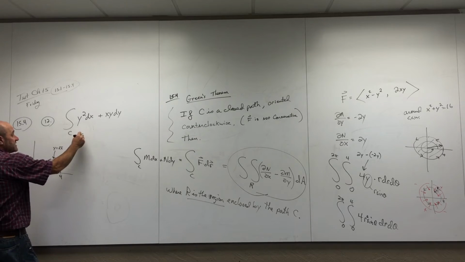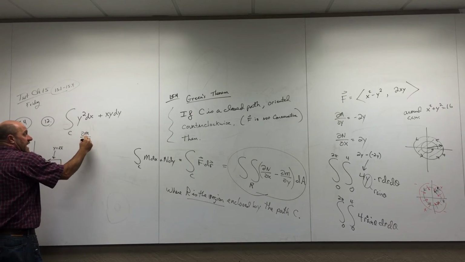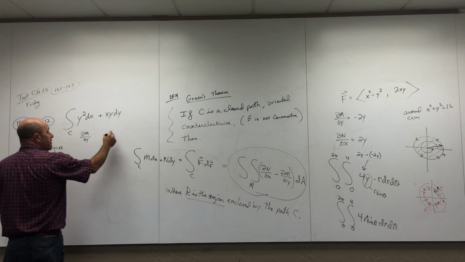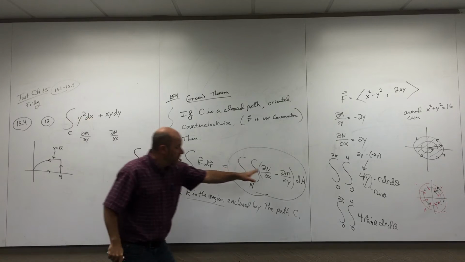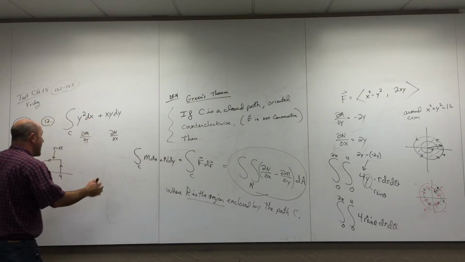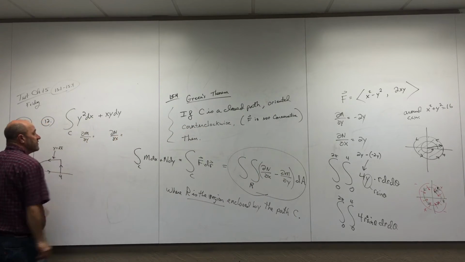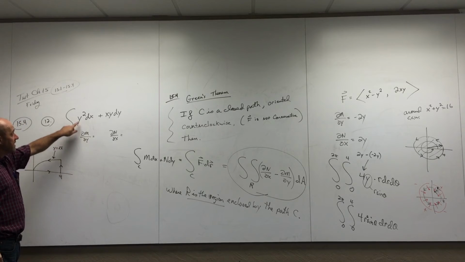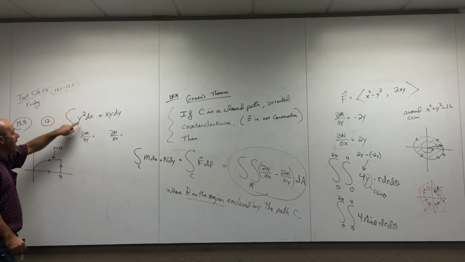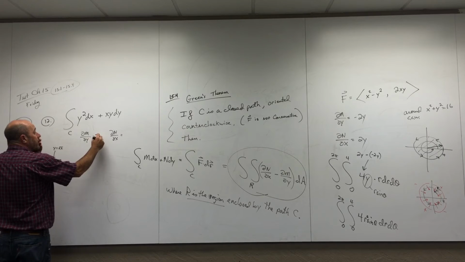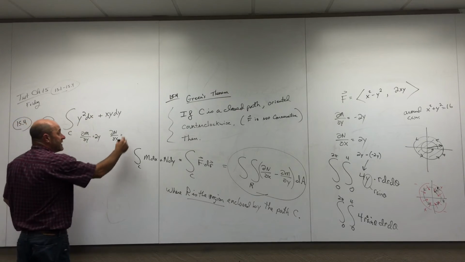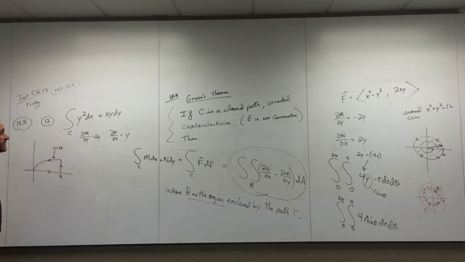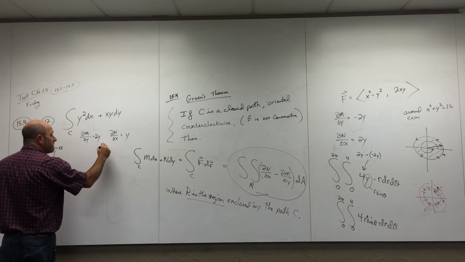By the way, checking to see if it's conservative is not a waste of time, because for Green's theorem, you need this dN/dx and this dM/dy anyway. You need these for Green's theorem. So let's stop here and check and see if it's conservative. dM/dy, there's M by the way, dM/dy would be 2y. dN/dx would be y. So, not conservative. Okay, cool.